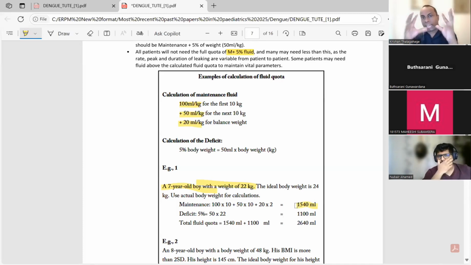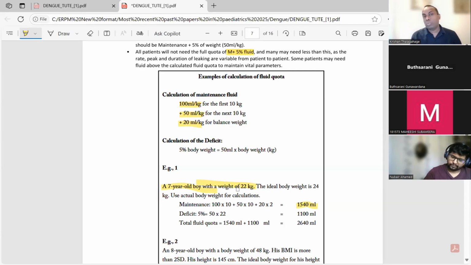The quota has two parts, maintenance and 5% deficit. Now 5% deficit is easy to understand. For the 5% deficit, you assume that the child has lost 5% of his body weight. What is his body weight? 22 kilos. What is 10%? 10% of 22 kilos is 2.2. Then what is 5%? 1.1. So 1.1 kilos were lost.